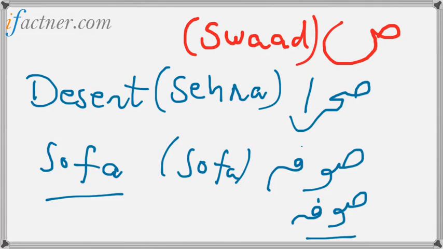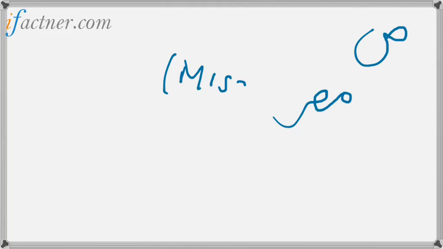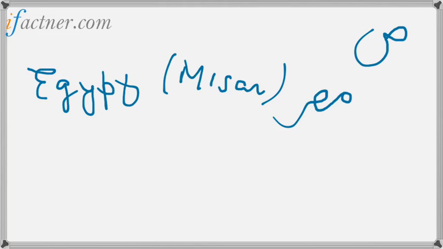Now let's see how we use Swad in the middle of the word. There's a country called Misr. Misr. And in English we call that country Egypt.